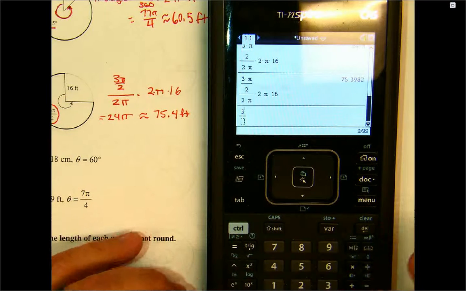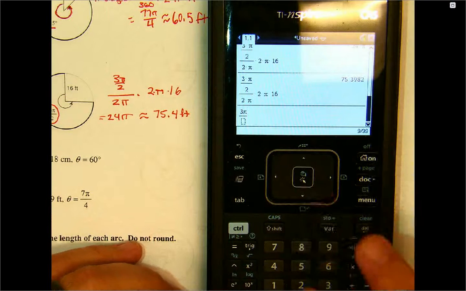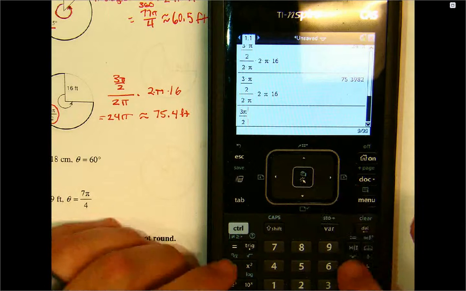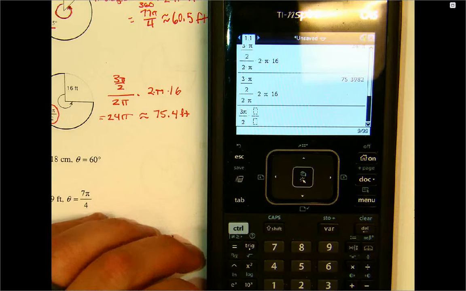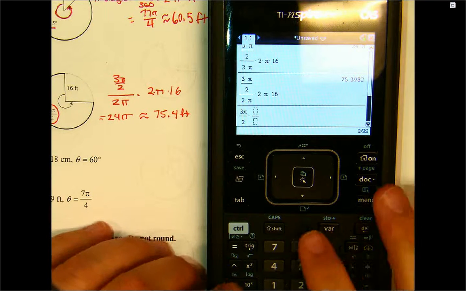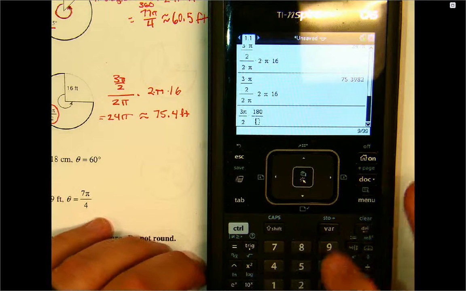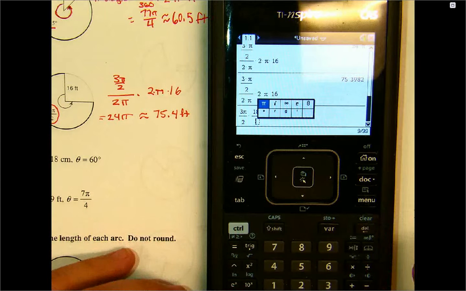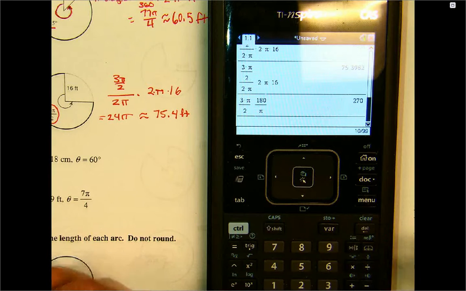3 pi over 2 times the conversion factor, 180 over pi, and that's 270. So that would convert it to degrees. So if you wanted to do that, it's just like you would set it up before.